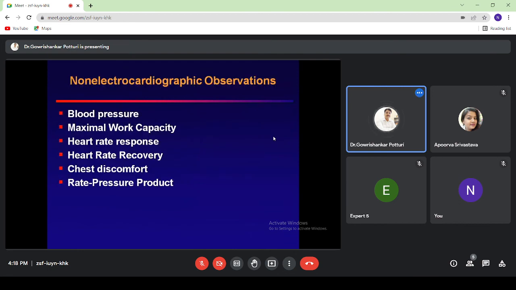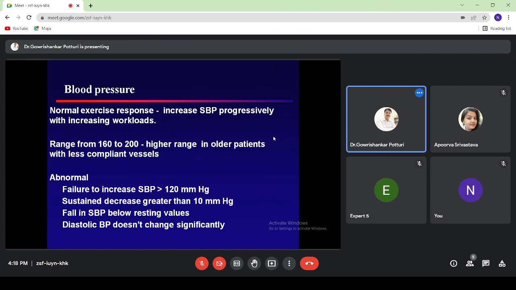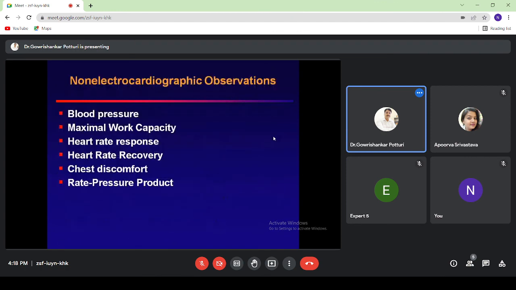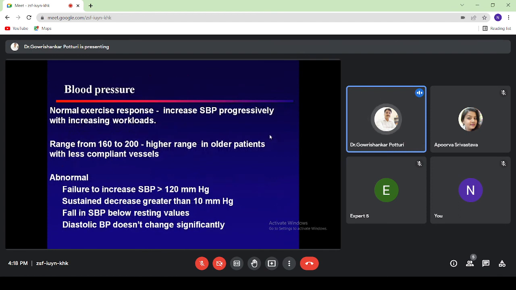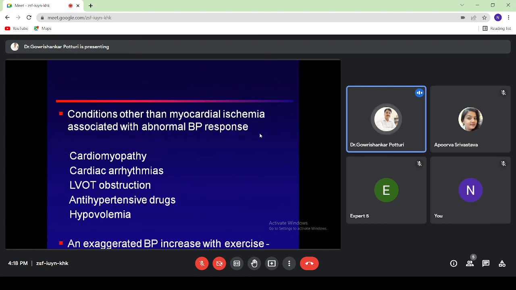Non-electrocardiographic observations. We need to check the blood pressure, maximal work capacity, heart rate responses, heart rate recovery, chest discomfort, and rate pressure product. Normal exercise response: SBP increases progressively with increasing workloads, ranging from 160 to 200, a higher range in old patients with less compliant vessels. Abnormal: failure to increase SBP above 120, sustained decrease greater than 10 mmHg, fall in SBP below resting values. Diastolic BP doesn't change significantly.